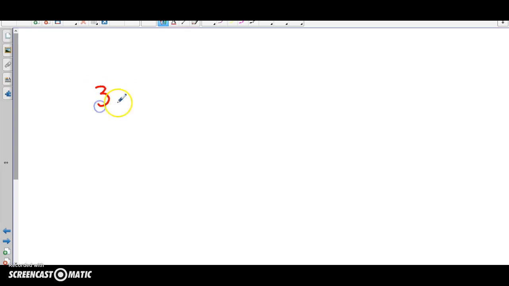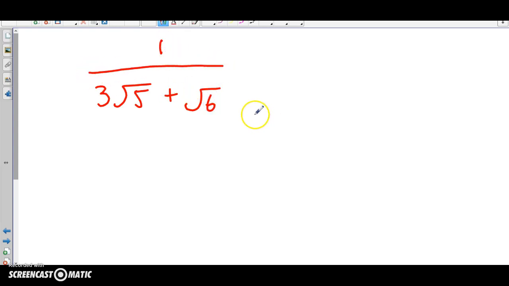If you have 3 root 5 plus, I don't know, root 6 on the bottom, and on the top, I'll keep this simple, I'll just put 1. Now we can't multiply by this, but what we do is multiply by something we've used in the past already, called the difference of squares.